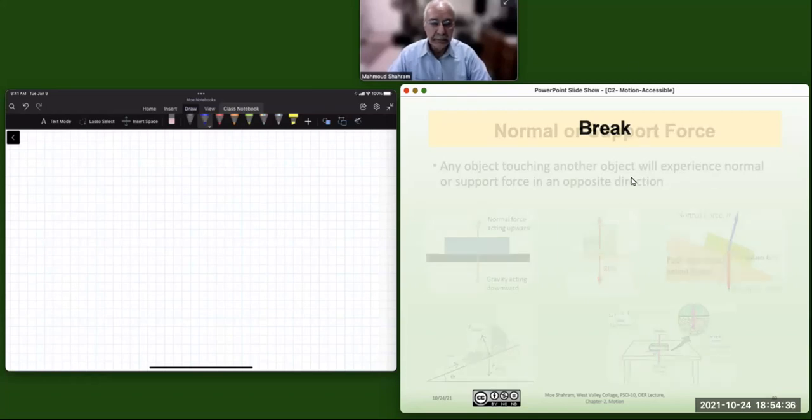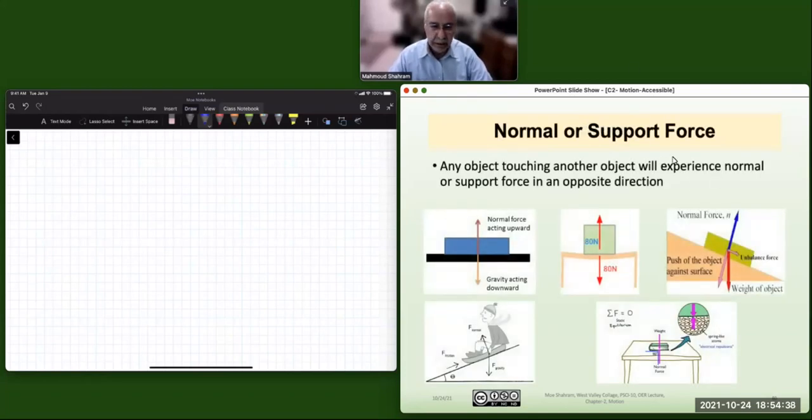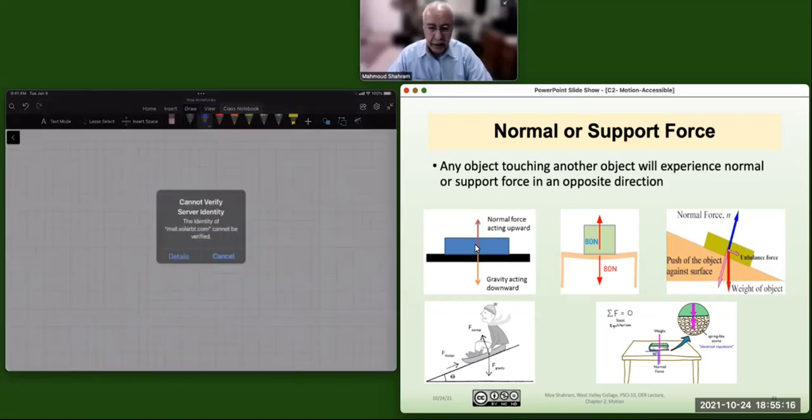And before the break, we talked about the concept of normal or support force. Any object touching any other object, obviously, there are force interactions between them. In the case of an object sitting on a table, we had force of gravity pushing down on the table and force of support, or normal force, by the table pushing up on that object.